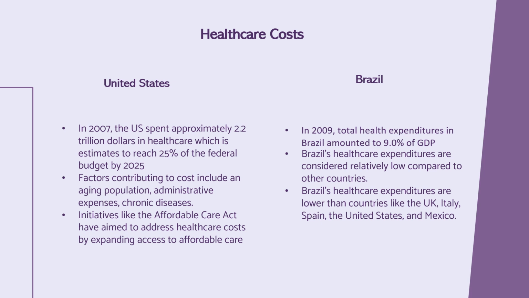For Brazil, in 2019, their total health expenditures amounted to 9% of their GDP, with a significant portion of these costs being covered by private expenditures. Despite being one of the largest universal healthcare systems globally, Brazil's healthcare expenditures are considered relatively low compared to other countries. For instance, Brazil's healthcare expenditures are far lower than countries like the UK, Italy, Spain, the United States, and Mexico.